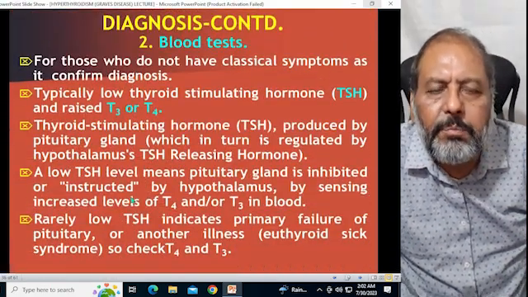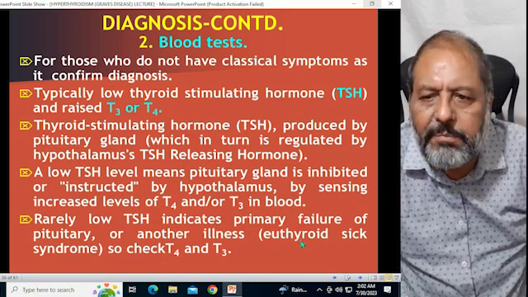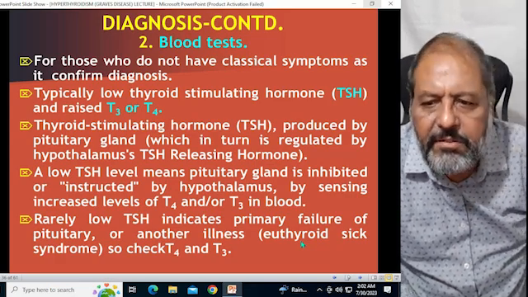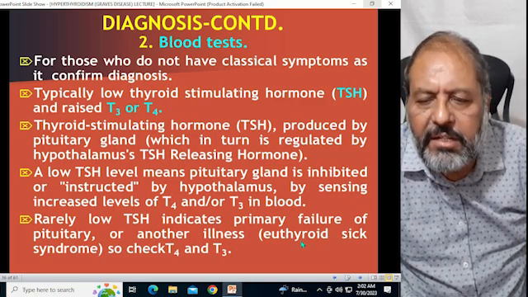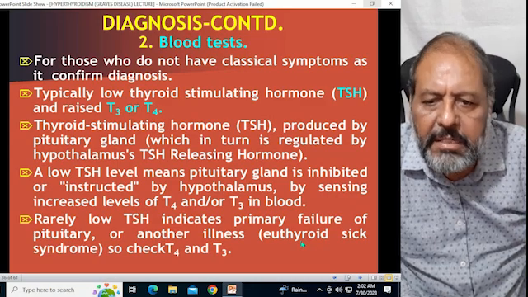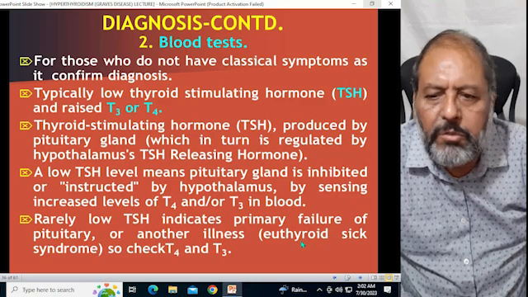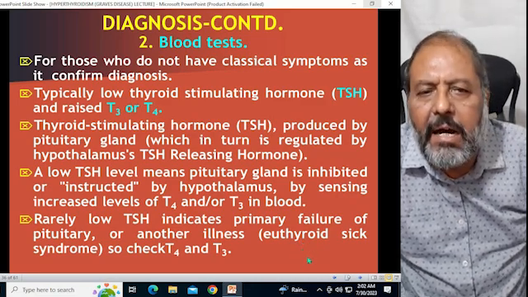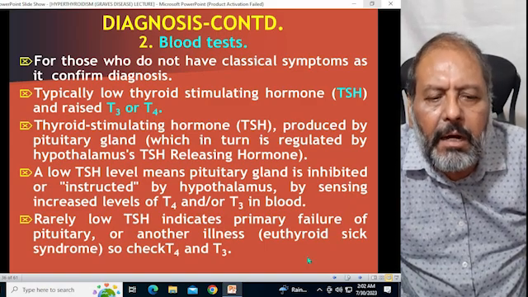Now, number two parameter is the blood test. For those who do not have classical symptoms, the blood test confirms the diagnosis. Typically, there is low thyroid stimulating hormone, TSH, and ideally the raised T3 and T4 is seen. Thyroid stimulating hormone, as one knows, is produced by the pituitary gland, which is in turn regulated by the hypothalamus TSH releasing hormone, that is TRH.